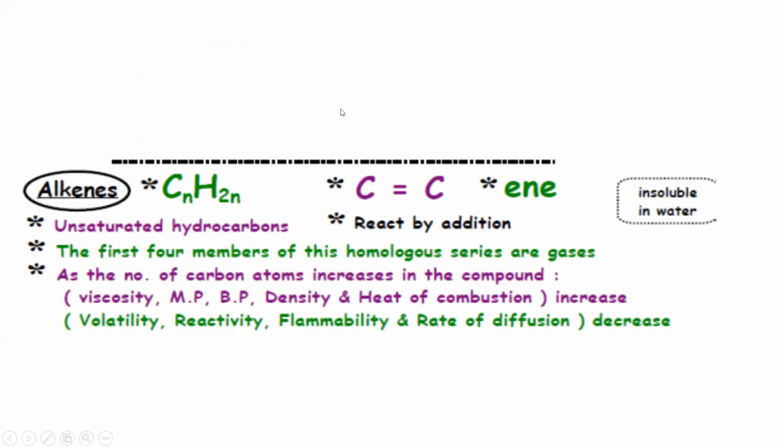and their properties. First, the general formula for alkenes is CnH2n, which means the number of hydrogens is twice the number of carbons. So we can use CnH2n. If I want to find the formula for ethene, an alkene, there is no methane; it starts with the first member, ethene, because a double bond needs two carbon atoms.